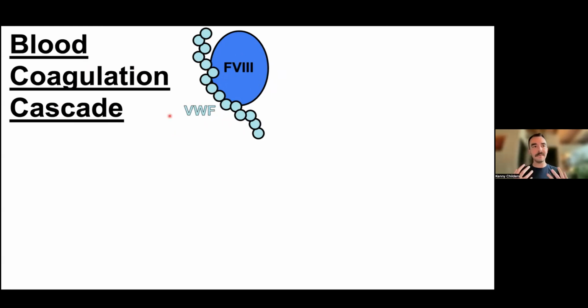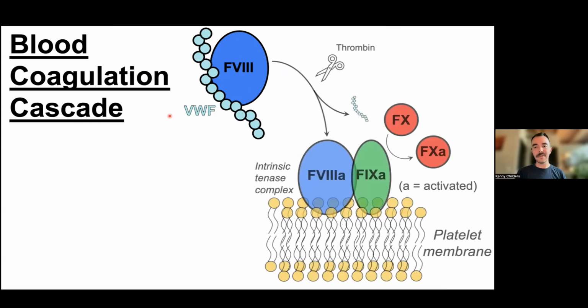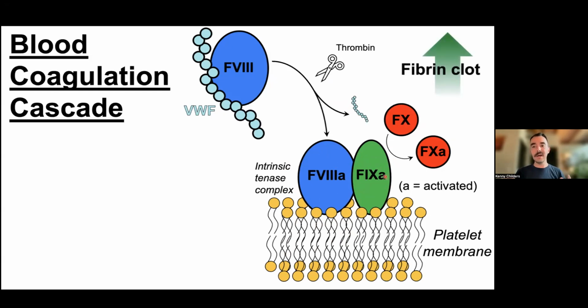But in the event of a blood vessel rupture, thrombin will cleave factor VIII to generate activated factor VIII, which is depicted here as factor VIIIa. Thrombin will cleave factor VIII, it will dissociate from von Willebrand factor, and it will bind to these platelet lipid membranes and form a complex with activated factor IX to form what's termed the intrinsic tenase complex. From here, this complex will bind to factor X to generate activated factor X, and that will ultimately lead to the formation of a fibrin clot to stop that bleeding from occurring.